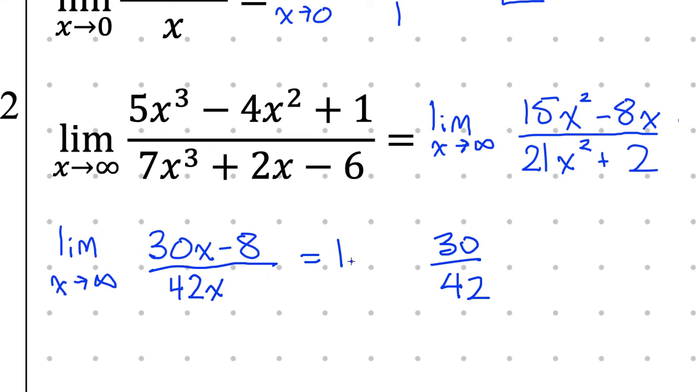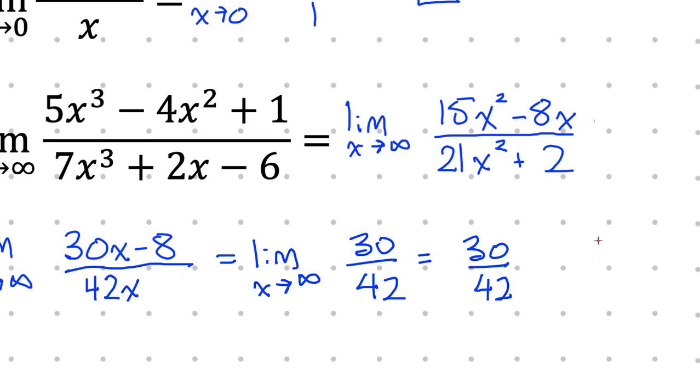And I should still be writing my limit as x approaches infinity. Perfect. And now plug in infinity. Oh, there's no place to plug in infinity. Our answer is now 30 over 42. And we can reduce that. The top and bottom both have a common factor of 6, I think. So divide by 6, divide by 6, and I get 5 over 7. Final answer, box it.